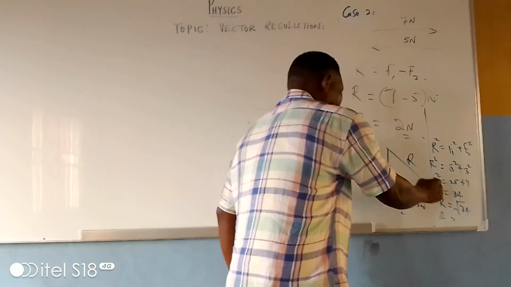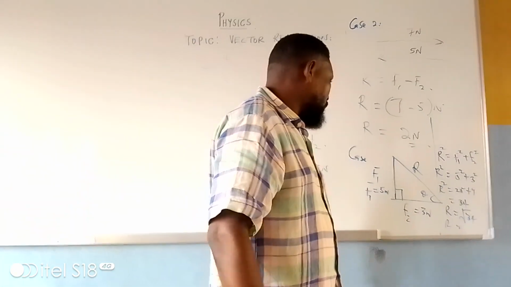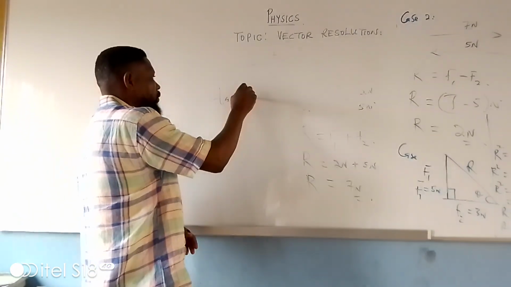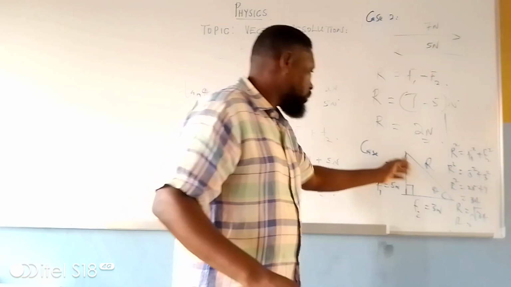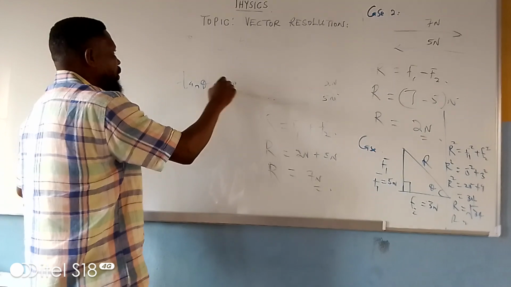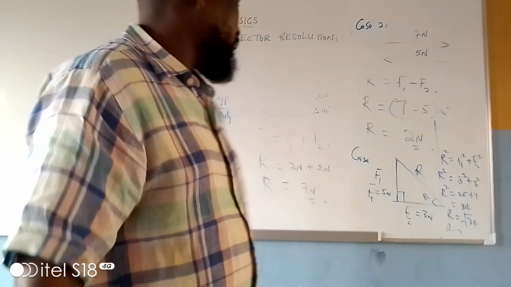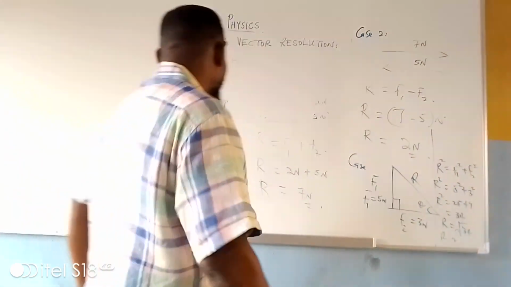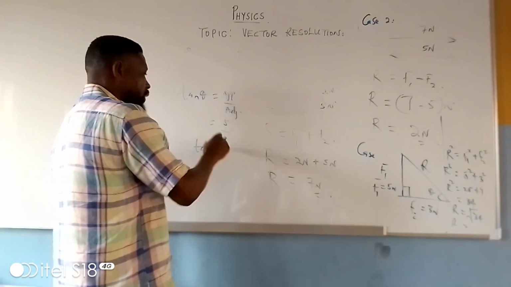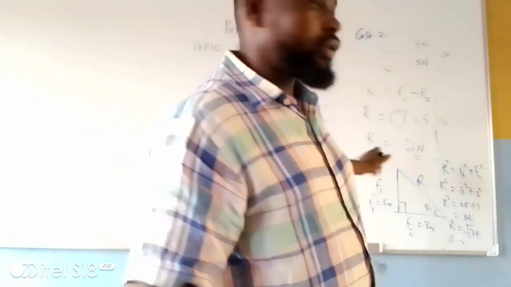Then sometimes we also seek to know the angle between the two forces. In which case we also use tan theta. Tan theta is opposite over adjacent. Here, our opposite is 5 and our adjacent is 3. So that will give you the direction of the two vectors.